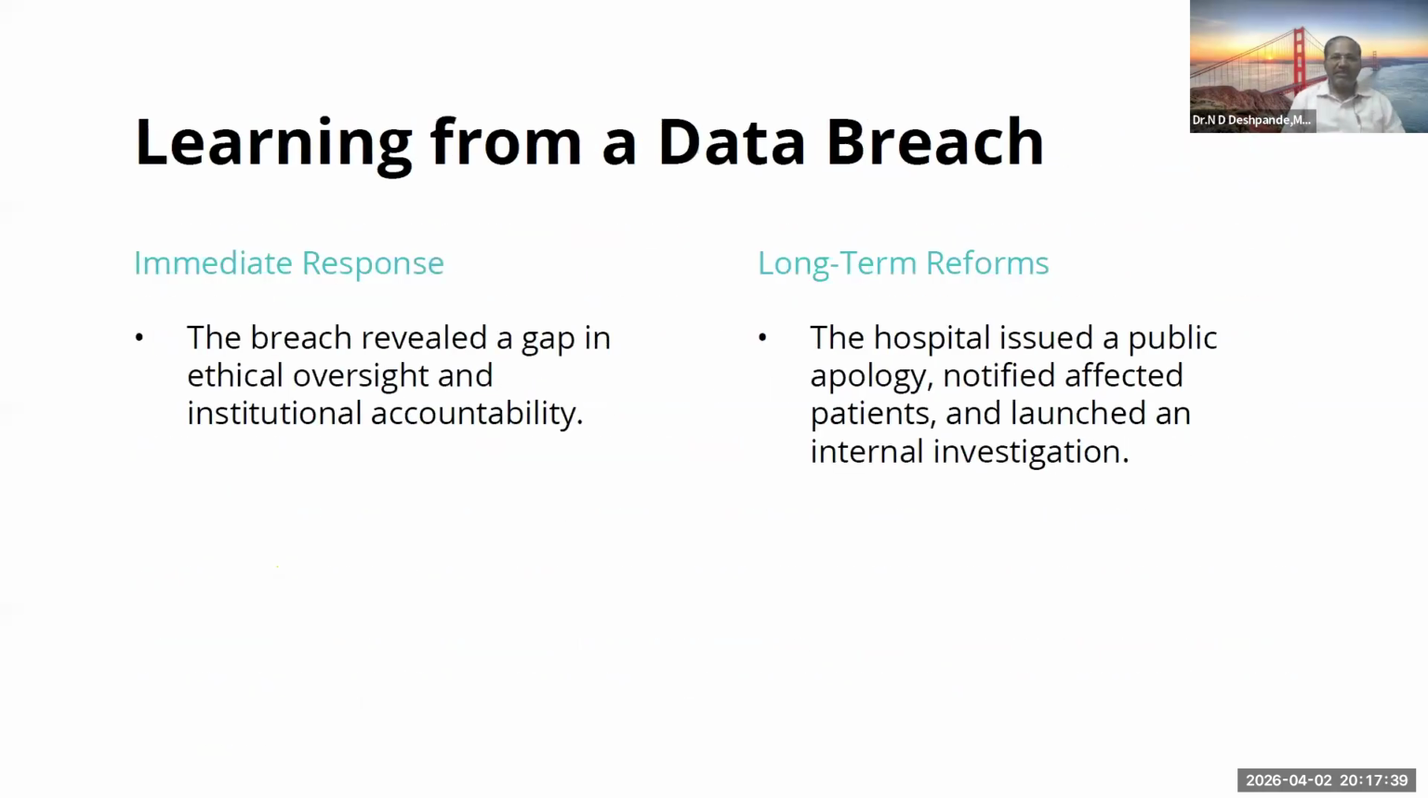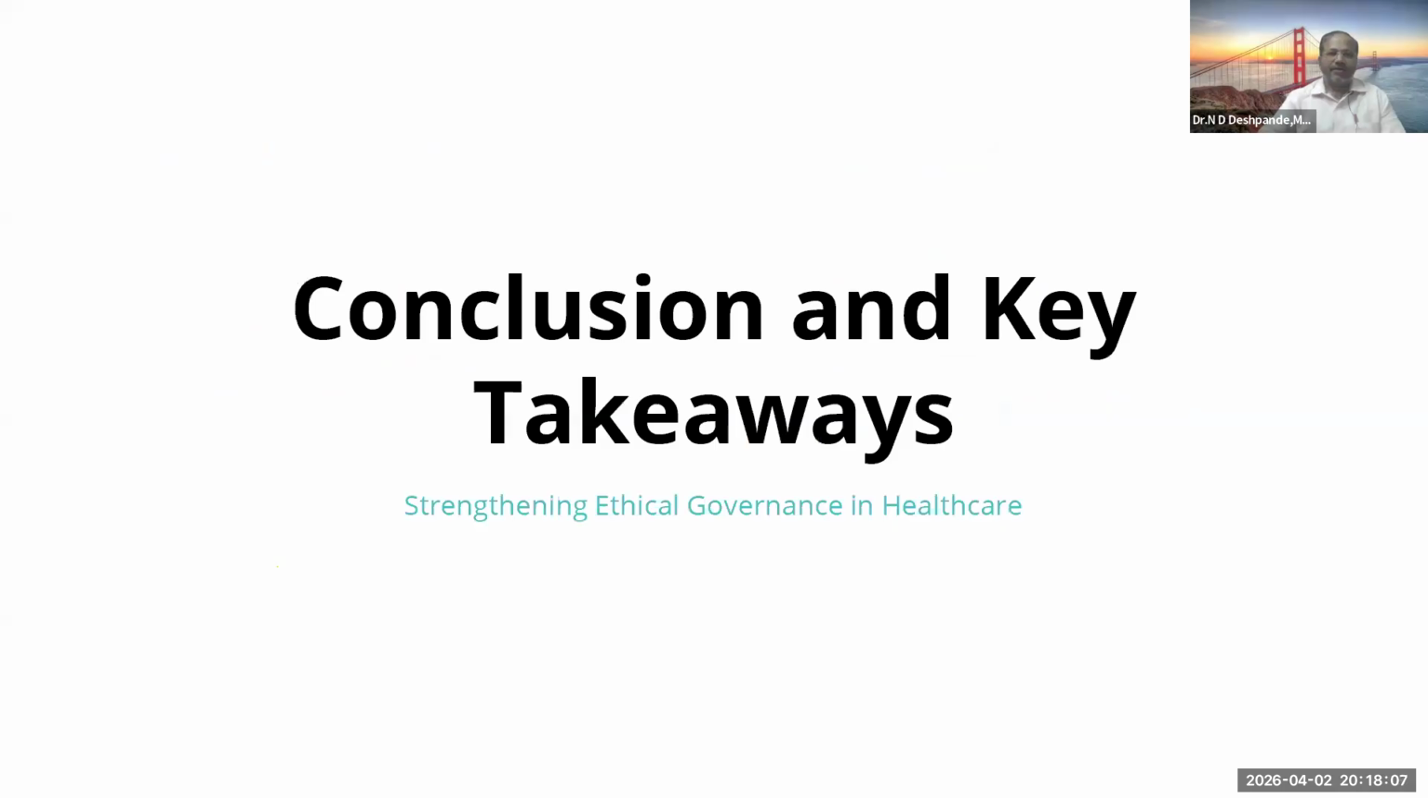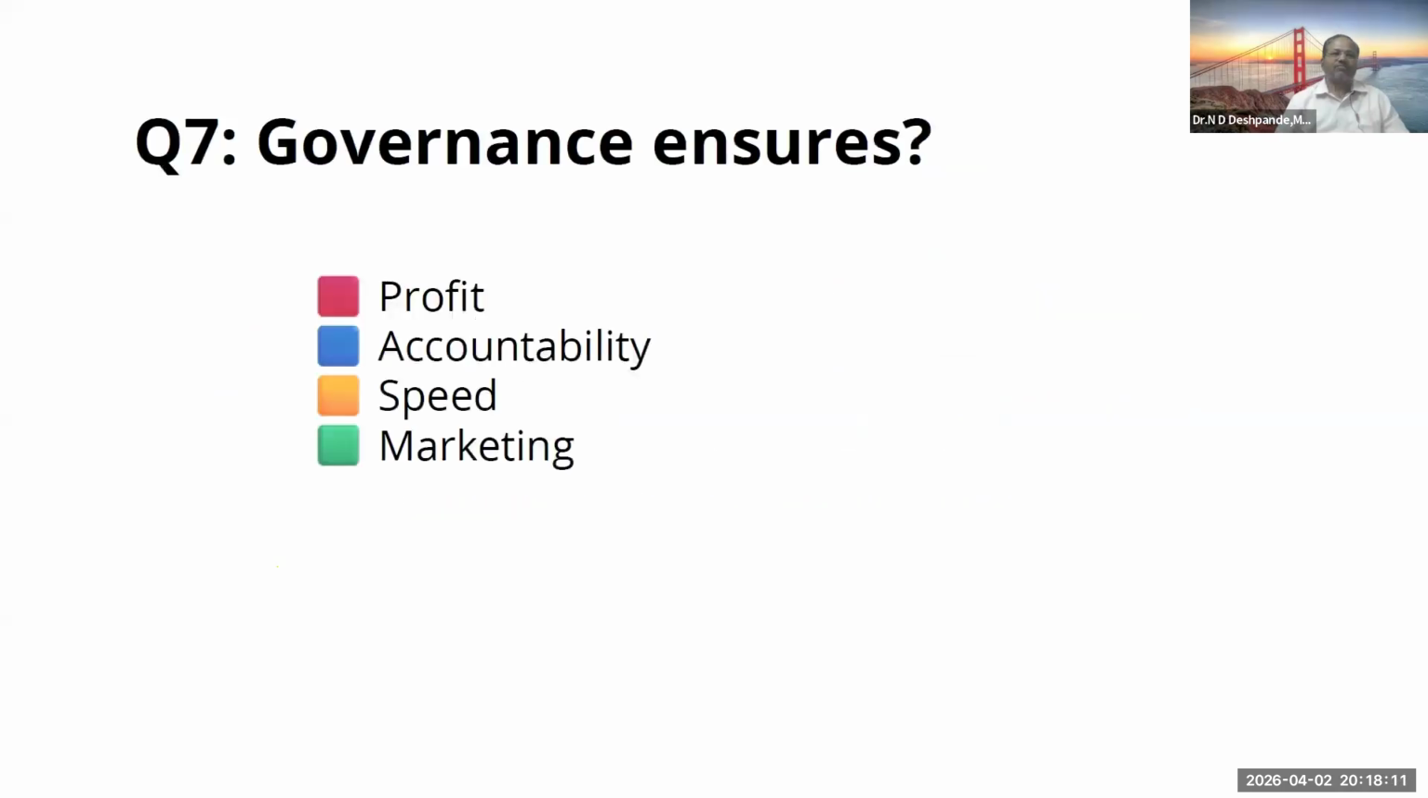So what we have learned from this data breach was that immediate response has to be taken. The breach revealed a gap in ethical oversight and institutional accountability. Long-term reforms also have to be taken, not just immediate but long-term. The hospital issued a public apology. So in the newspaper also sometimes they say sorry. I mean, due to certain unavoidable circumstances, technical breach of data has happened. They notified affected patients and launched an internal investigation, a committee was formed to know what went wrong. So the conclusion and takeaways from this, we have seen all these things already.